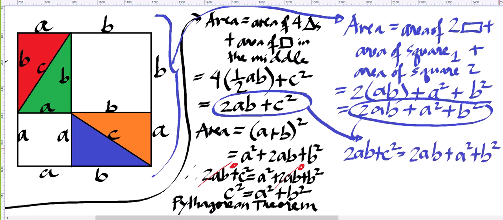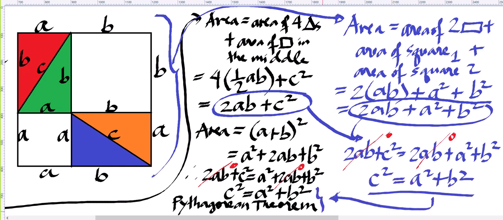Using addition property of equality, that is adding negative 2AB to both sides of the equation, we now have C squared equals A squared plus B squared.